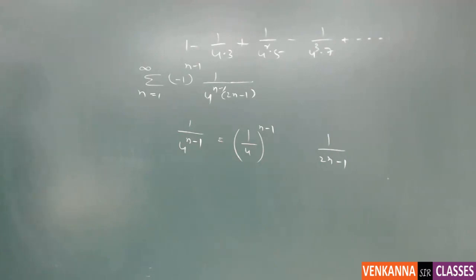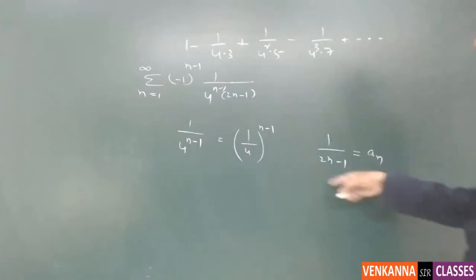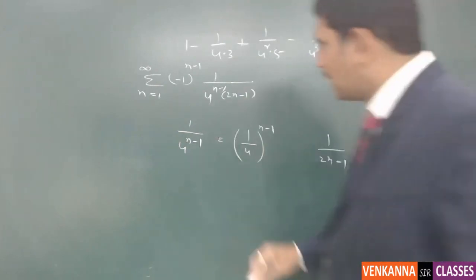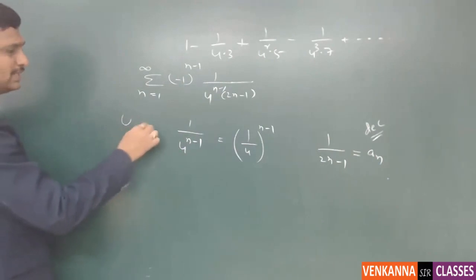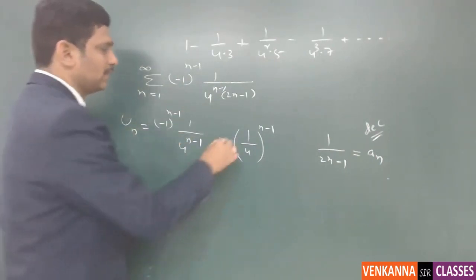So here the question arises that since I require a convergent series and a monotonically decreasing series, I will take this as my an. An is equal to 1 by 2n minus 1. It is always monotonically decreasing, I know. And for this part, since the series is alternating, I will take un is equal to minus 1 whole power n minus 1, 1 by 4 power n minus 1.